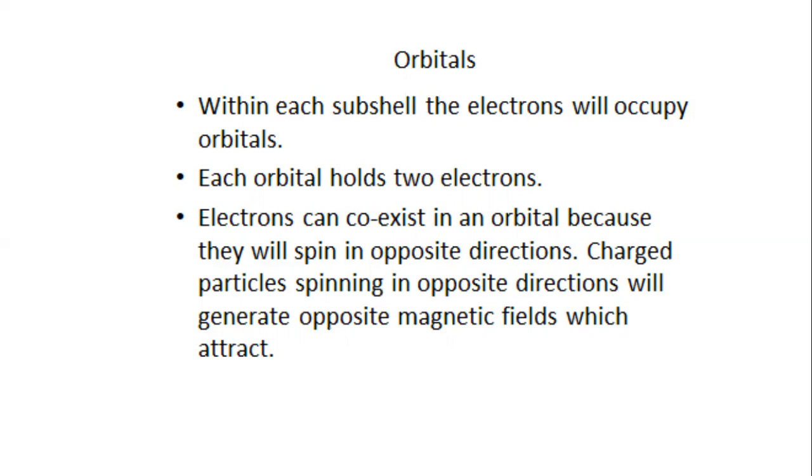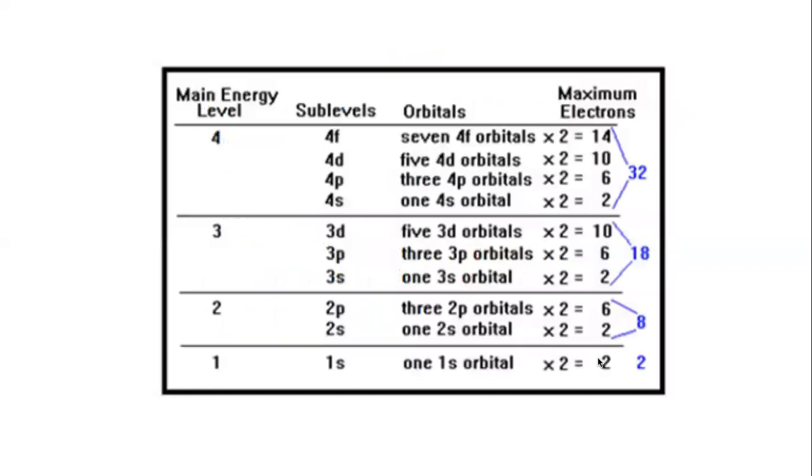Electrons can coexist in an orbital because they will spin in opposite directions. And we won't get into that too much. We have an up spin and a down rotation. Charged particles spinning in opposite directions will generate opposite magnetic fields, but we won't need to go into the particulars for that.